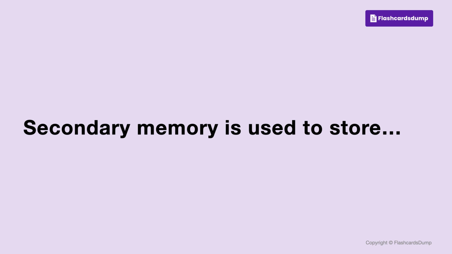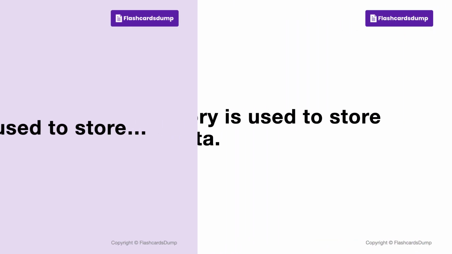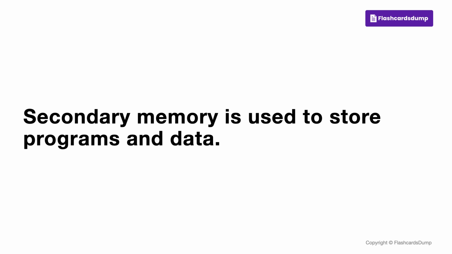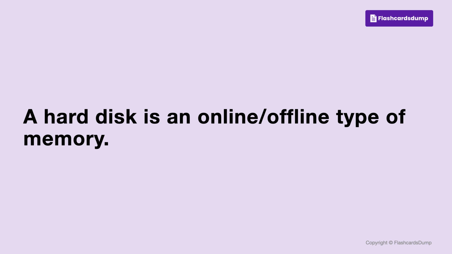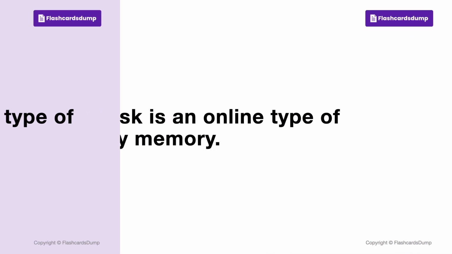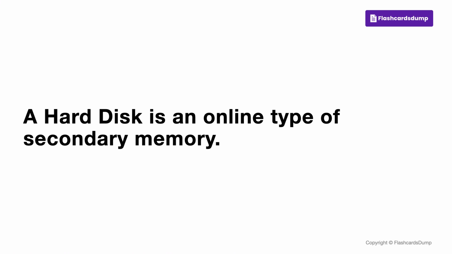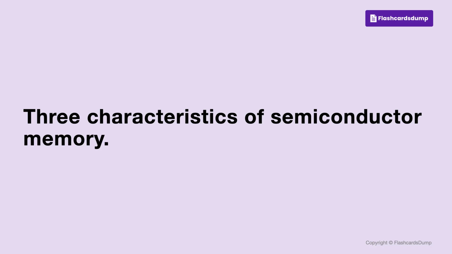Secondary memory is used to store programs and data. A hard disk is an online type of secondary memory.